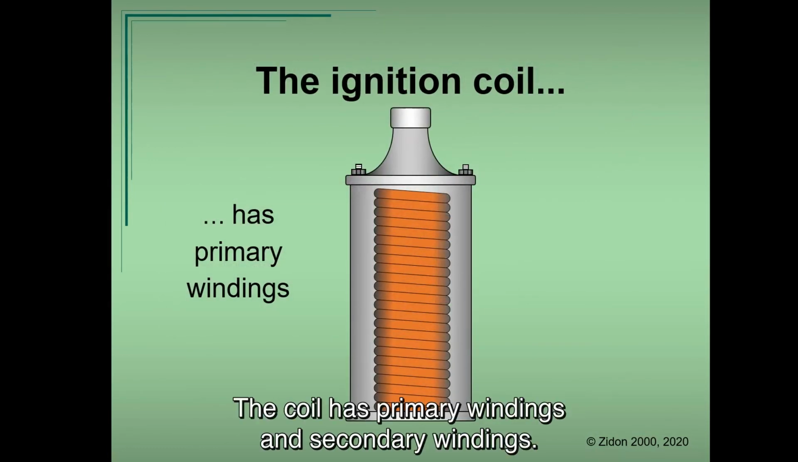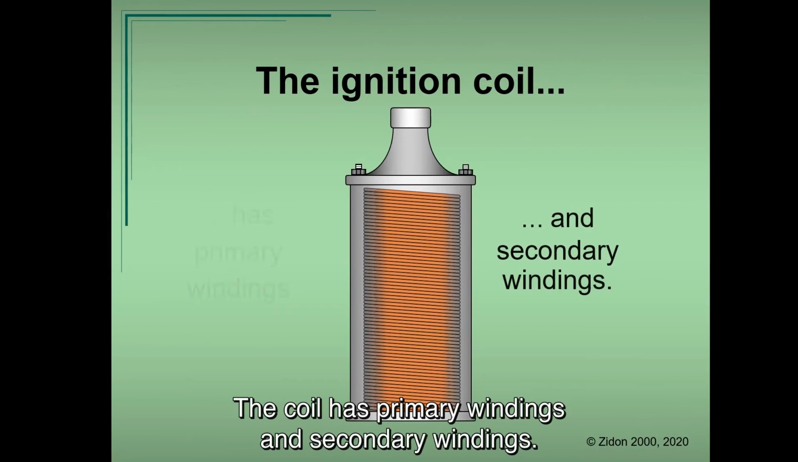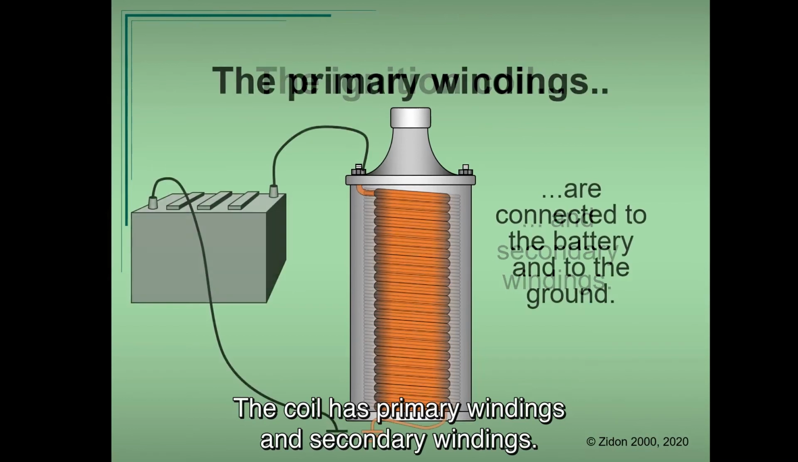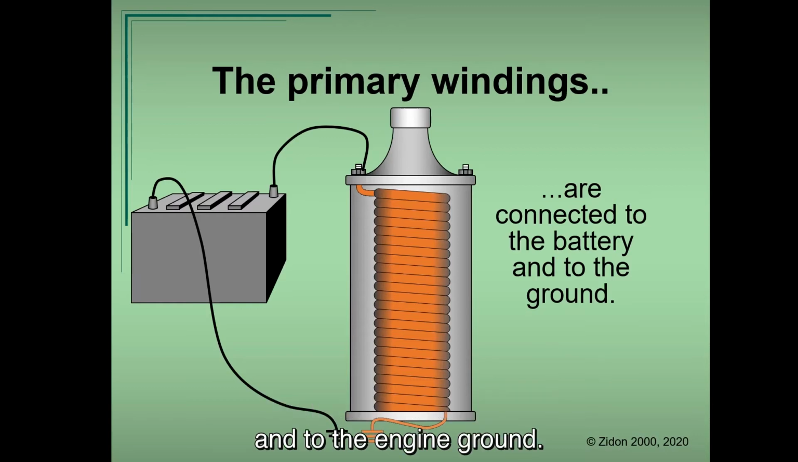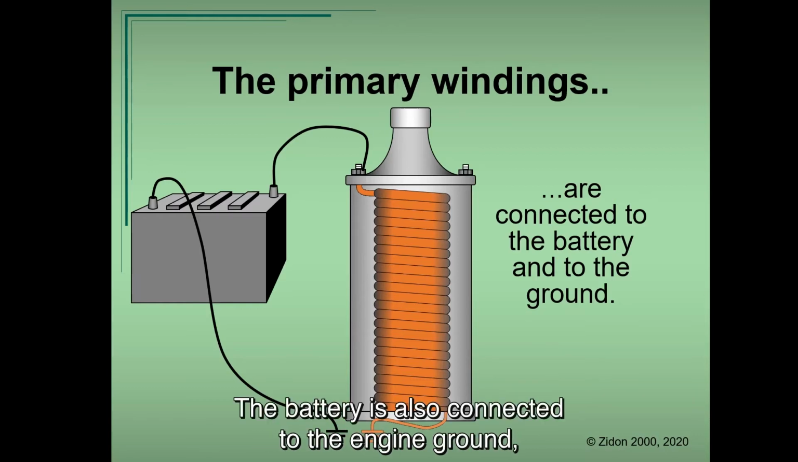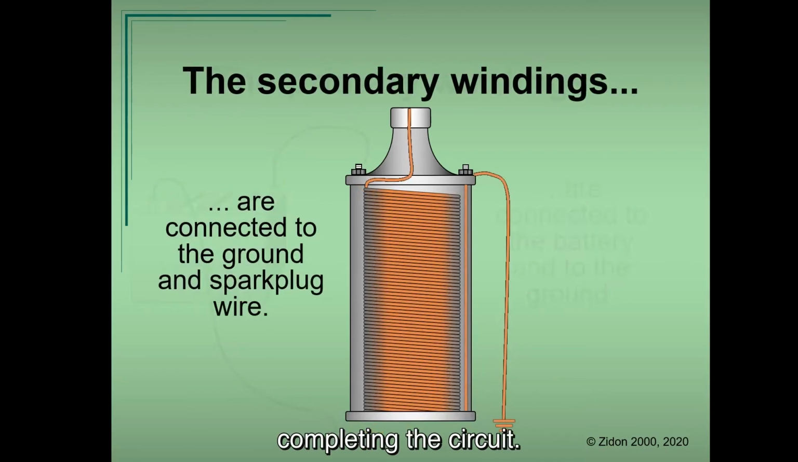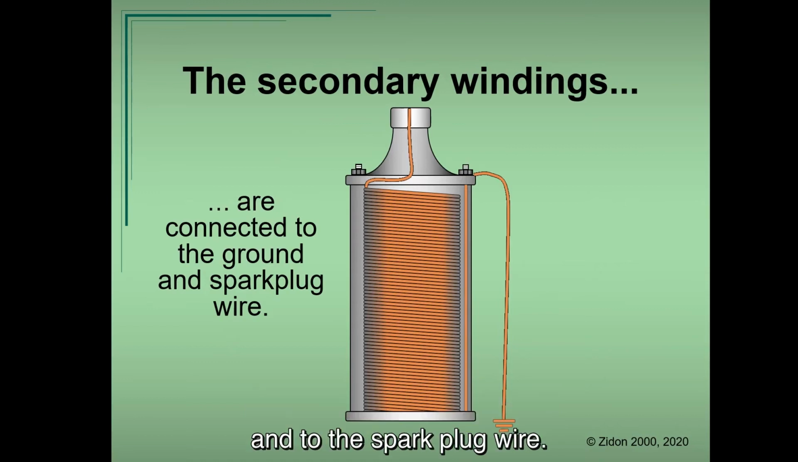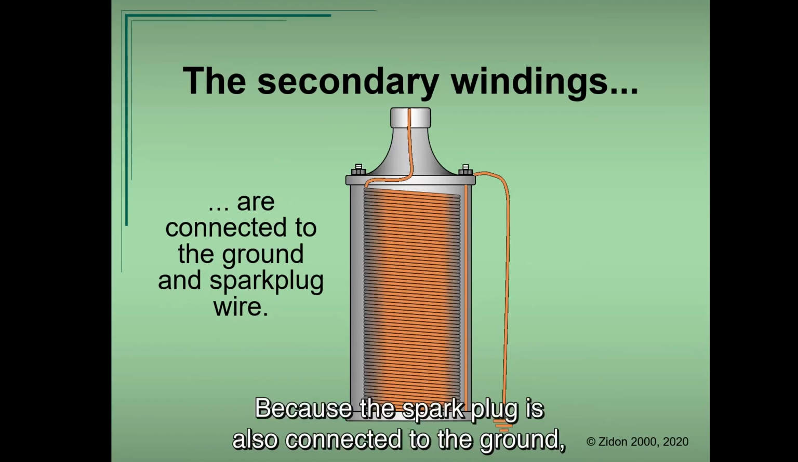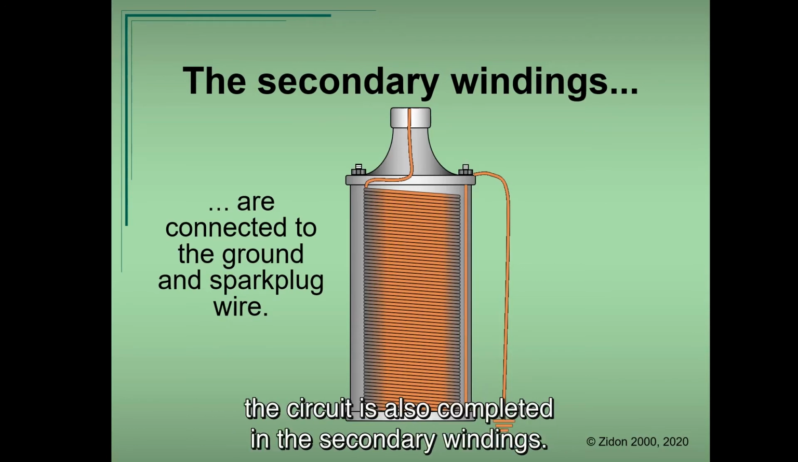The coil has primary windings and secondary windings. The primary windings are connected to the battery and to the engine ground. The battery is also connected to the engine ground, completing the circuit. The secondary windings are connected to the ground and to the spark plug wire. Because the spark plug is also connected to the ground, the circuit is also completed in the secondary windings.